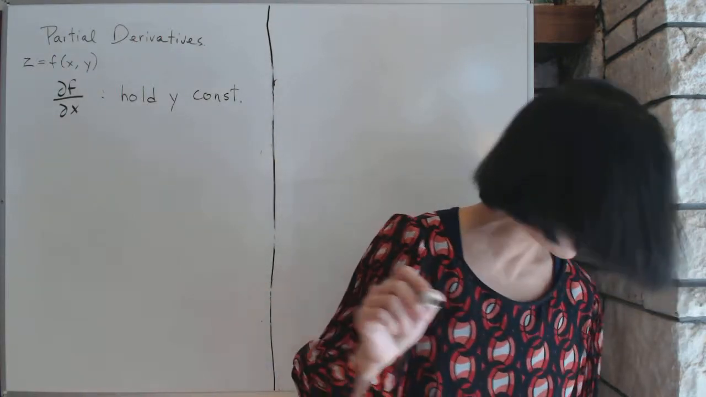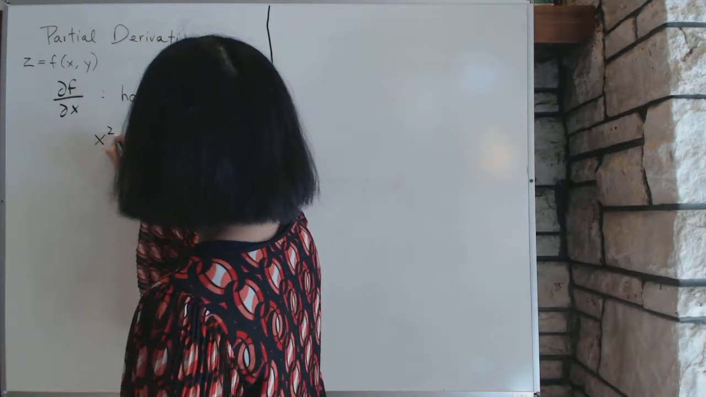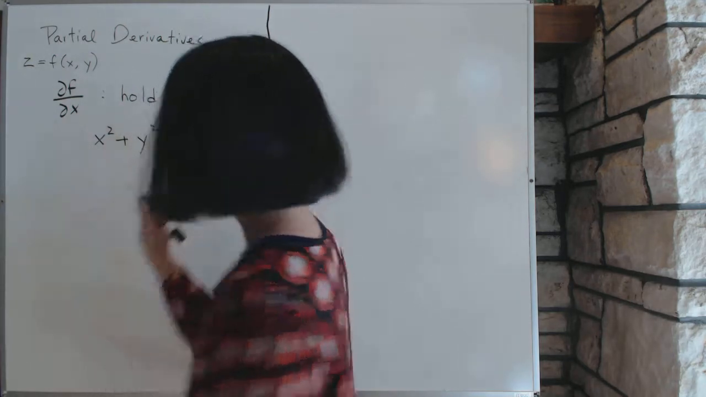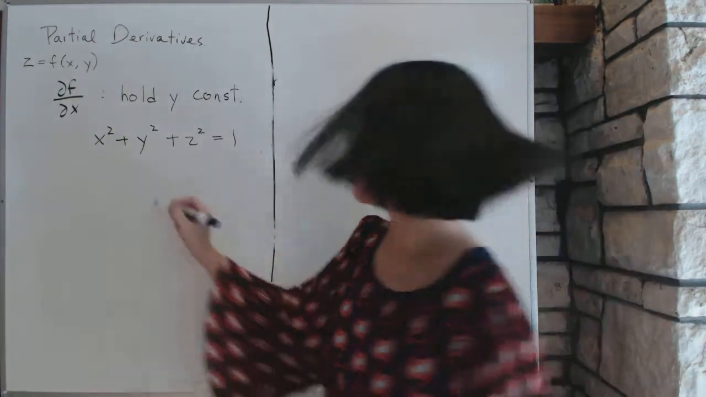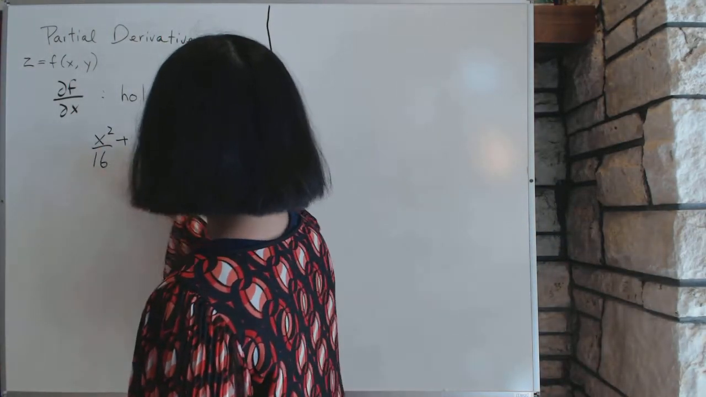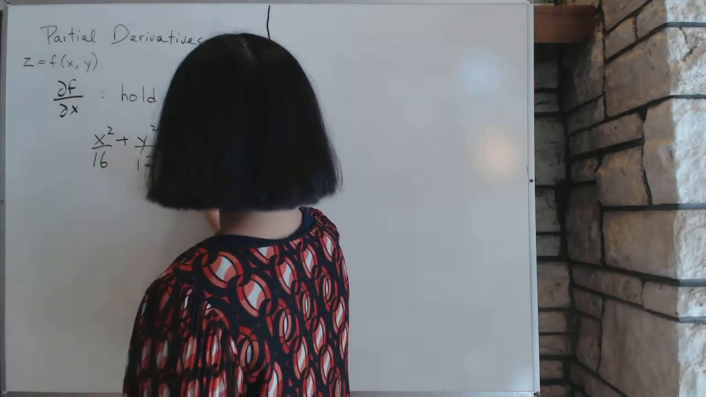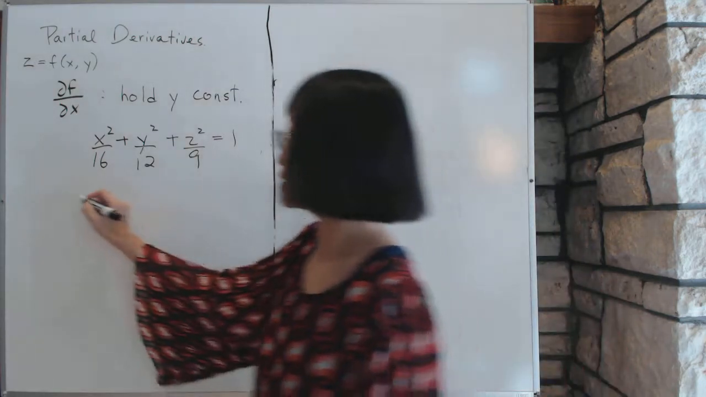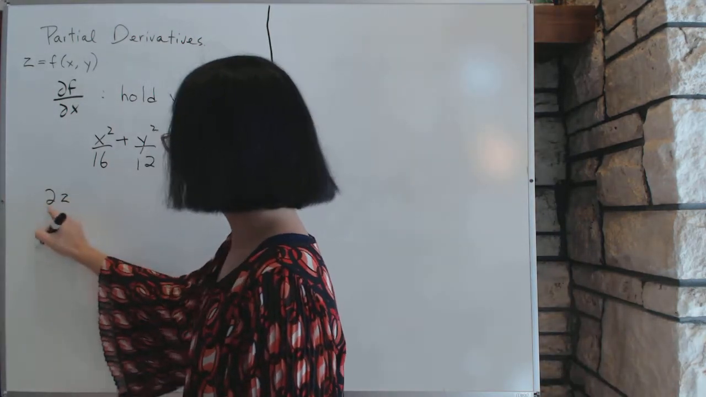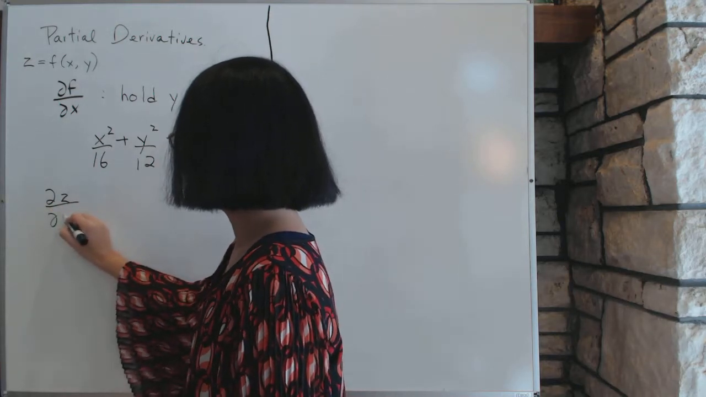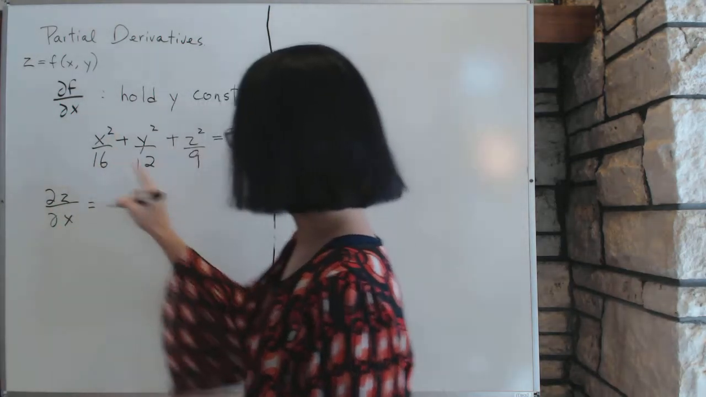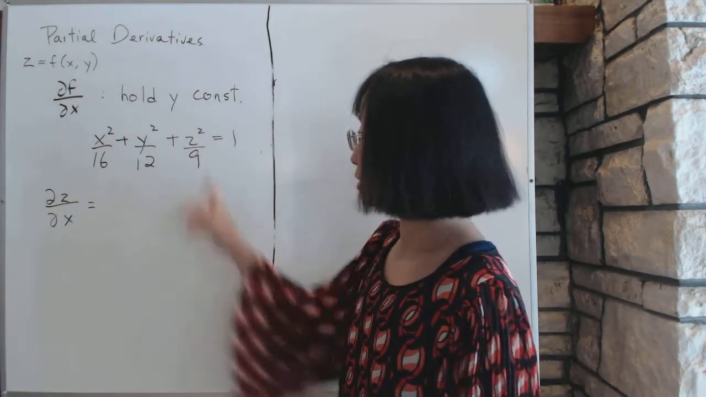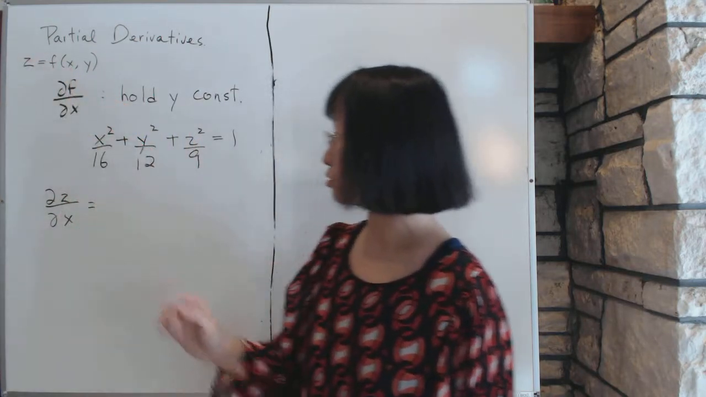Now, as an example of taking a partial derivative, let's say we have an equation x squared over 16, plus y squared over 12, plus z squared over 9, equals 1. Let's say you're asked to figure out partial z over partial x. So this is the delta sign. Everything is with respect to x, where z is the dependent variable in this formula, z equals f of x, y.